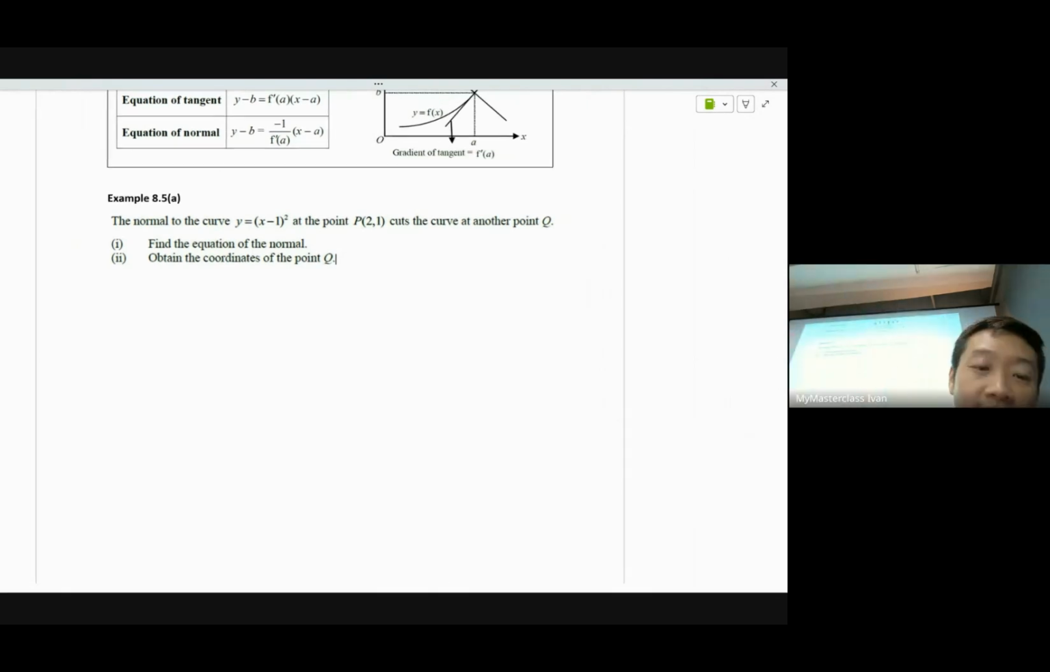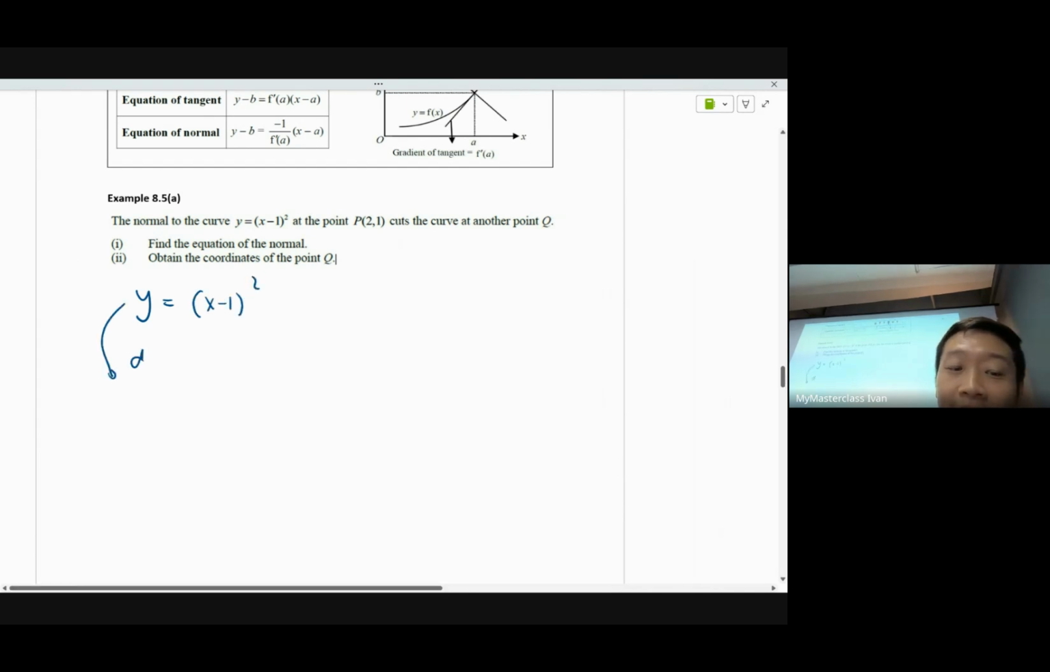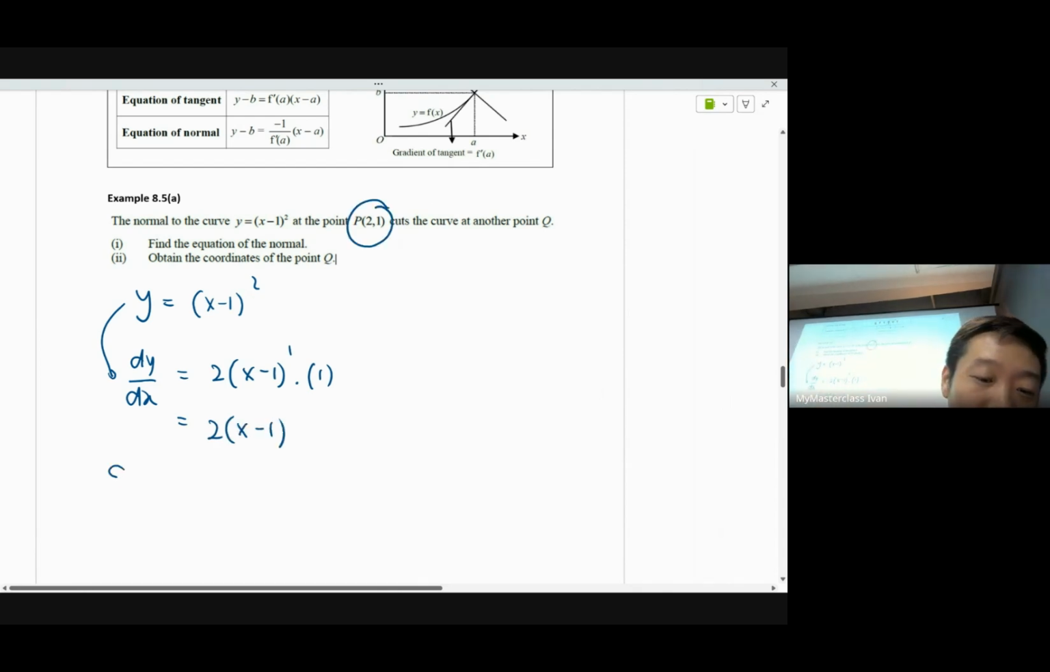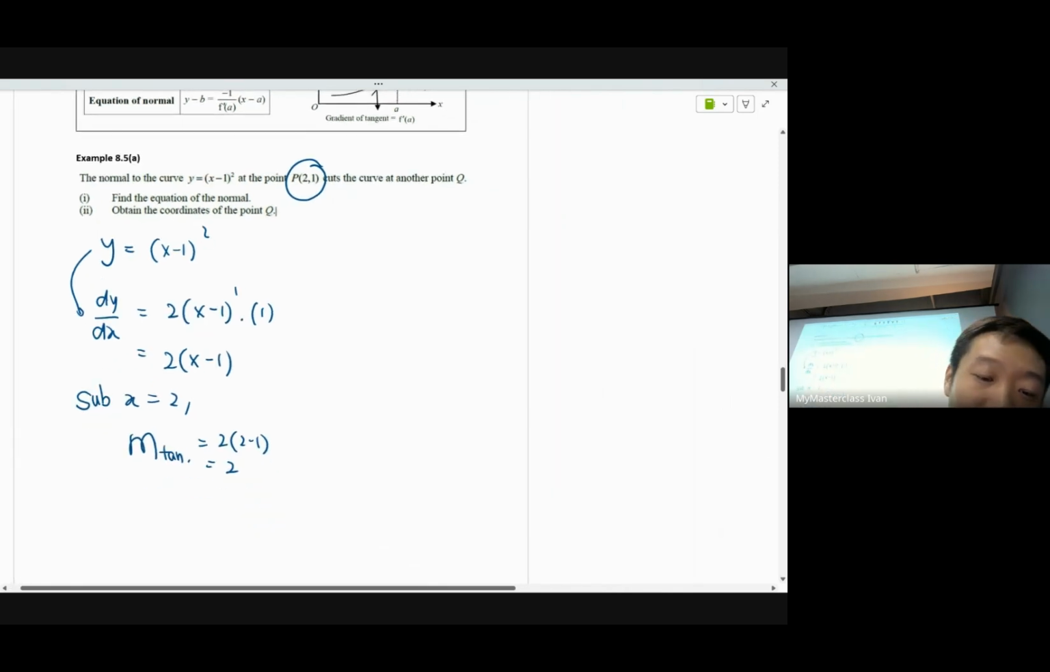How to find the tangent? y equals (x minus 1) squared. Next step, dy/dx equals 2(x minus 1) to the power 1 times 1, which is 2(x minus 1). That's the dy/dx. At this point, you sub x equals 2 to get m tangent. Whenever you sub in a value, label this as m tangent. It equals 2(2 minus 1), which equals 2. So what is the m normal, Isaac?